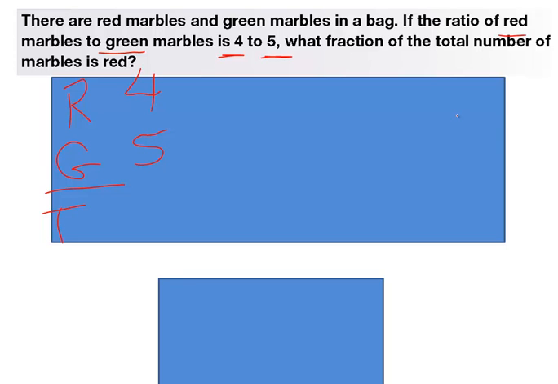Well, in order to get that fraction, we have to know how many our total marbles are. Well, if it's 4 to 5, what's our total? Well, we just add those two together. It's 9. So if we have a bag that has 4 red marbles in it and 5 green marbles, there'd be 9 marbles total. Wouldn't our ratio be 4 to 5 of red to green? It would. So the fraction of red marbles is 4/9.